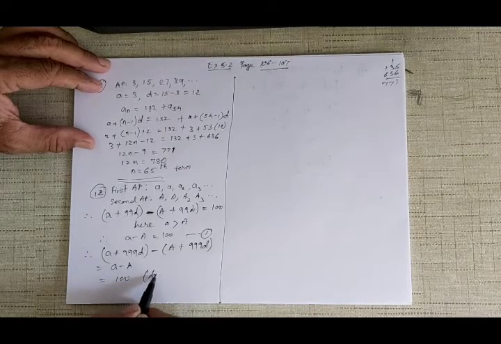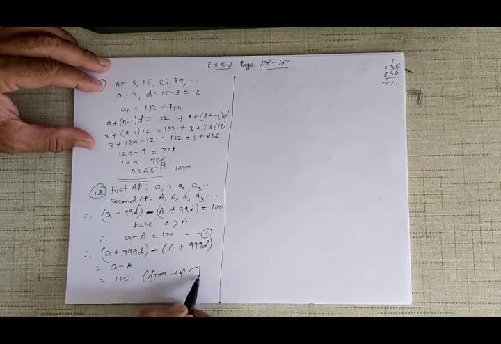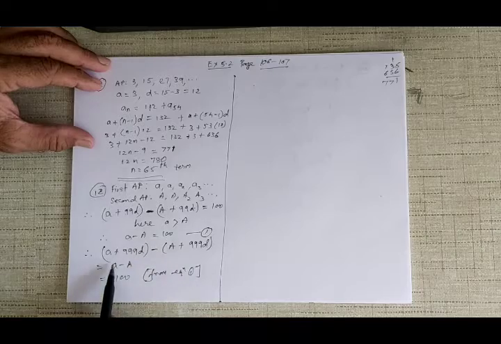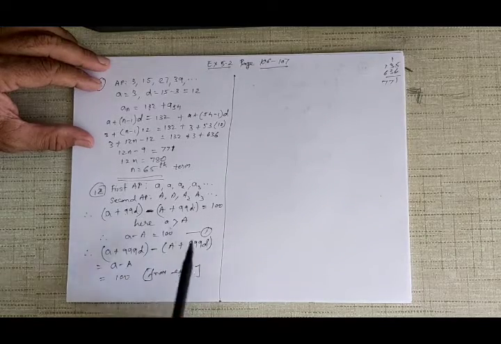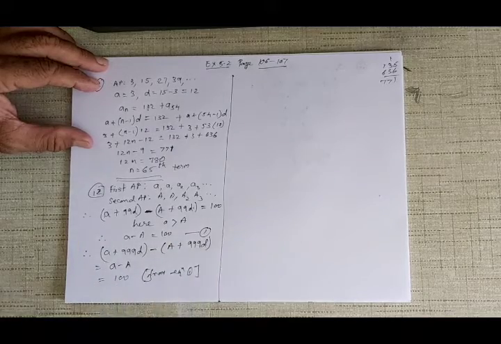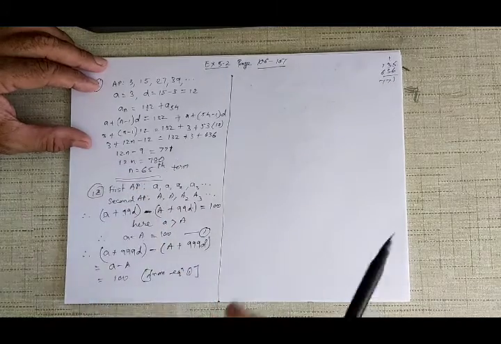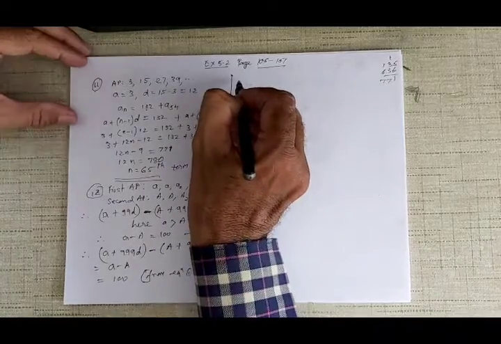Why? From equation number 1. From equation 1, you can see A minus A is 100. Therefore, A minus A is also 100. That means the difference between their 100th terms is 100, and the difference between the 1000th terms also will be 100. In fact, the difference between any term of these two APs will always be 100. Okay. Now let us see the 13th one.